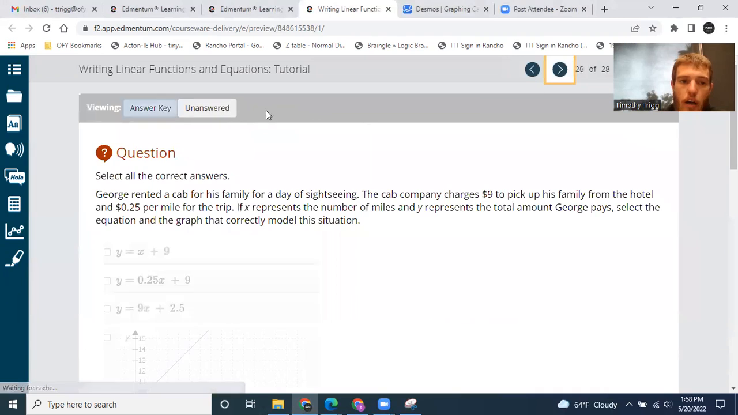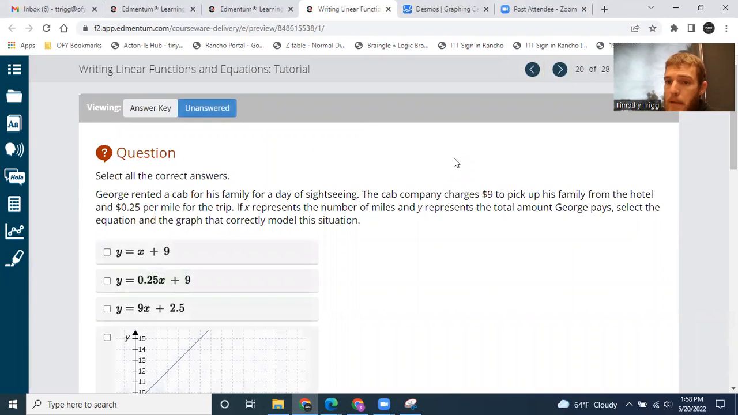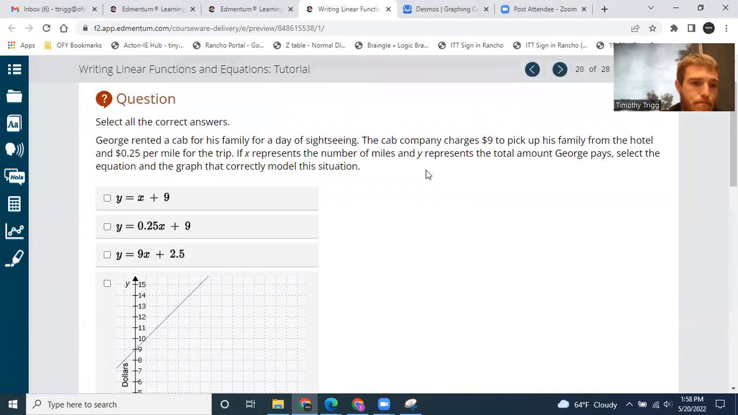Go ahead and move along until you get to this page right here, page 20. That's where it'll stop you. Let's go ahead and read this question real quick. It says, George rented a cab for his family for a day of sightseeing. The cab company charges $9 to pick up his family from the hotel and 25 cents per mile for the trip.